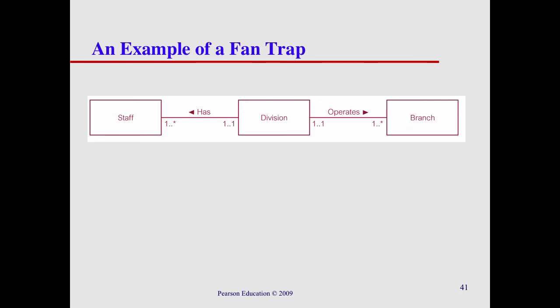So here's an example. Let's say we have a division, and in our ER diagram, we said that the division operates one or more branches. And also the division has one or more staff. Okay? And we want to ask the question, which branch does Brad belong to? So Brad is a staff member, and we want to know which branch does Brad belong to. And it turns out we can't answer the question because there is not a directed path from branch to staff. Okay? We can find out which division the staff is in, but then we can't find out which branch that staff member is in.